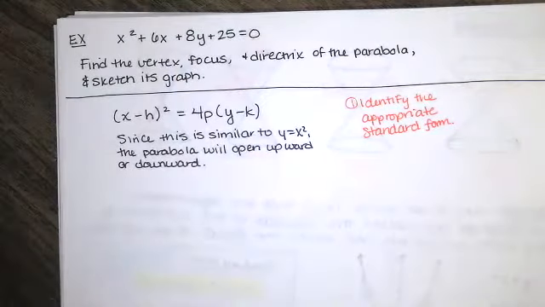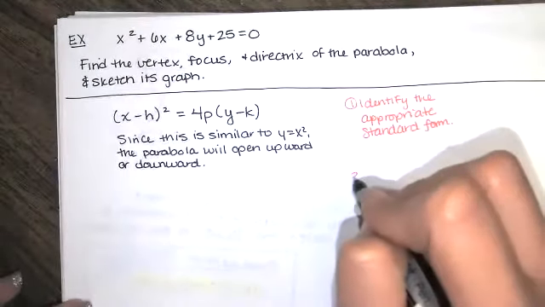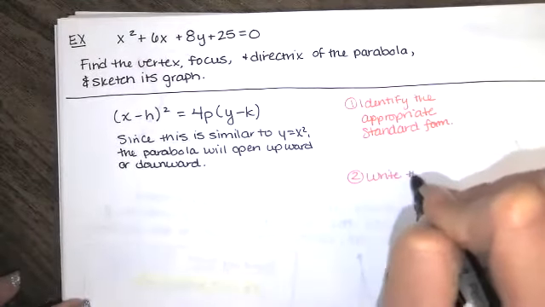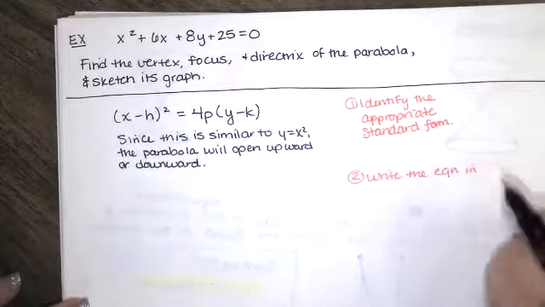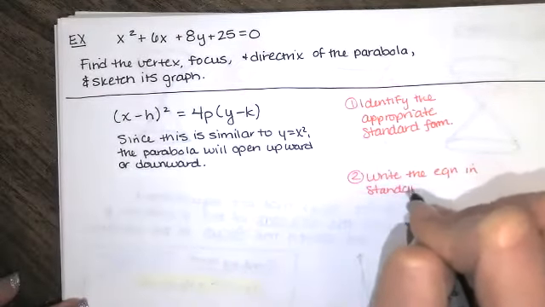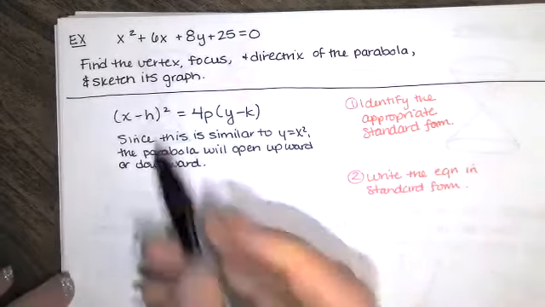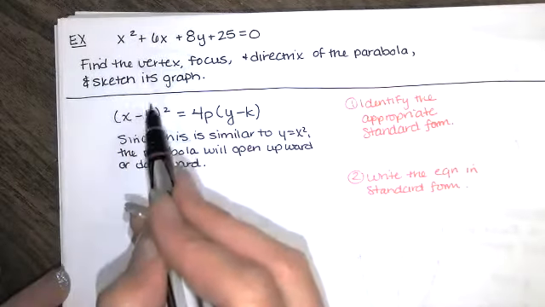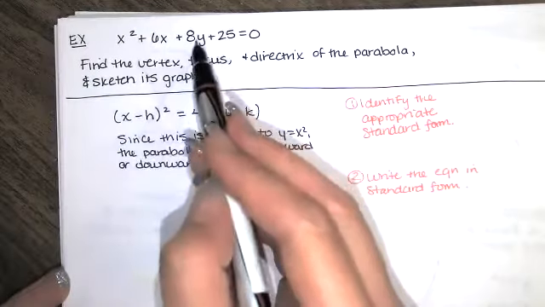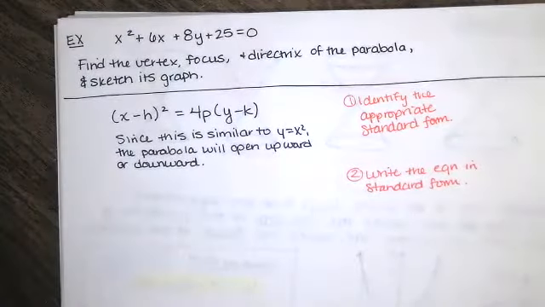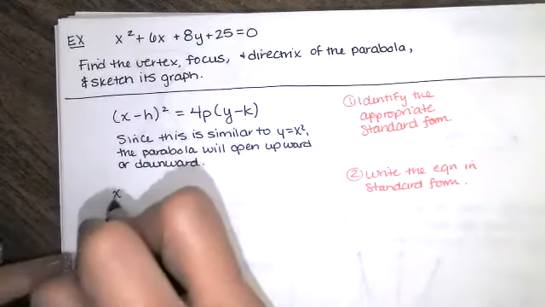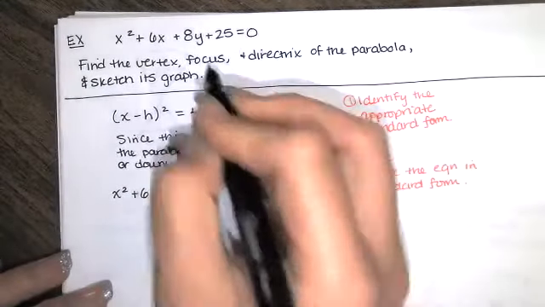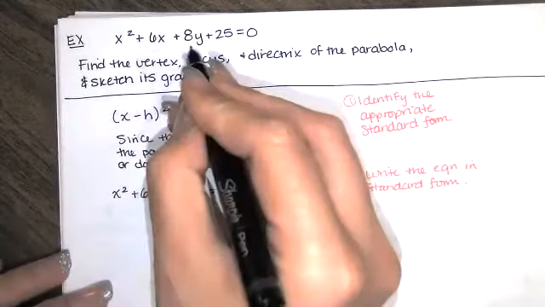Now we need to write the equation in standard form. The way we do that is we collect all the x terms on one side, because that's going to contribute to our perfect square, and move all other terms to the other side. So I've got x squared and 6x. I'll keep that on the left. And then I will subtract 8y and 25 from both sides. And then right here, I will complete the square.